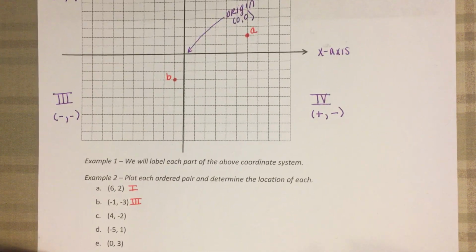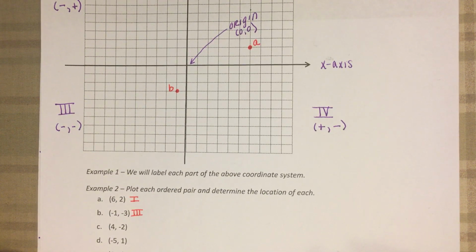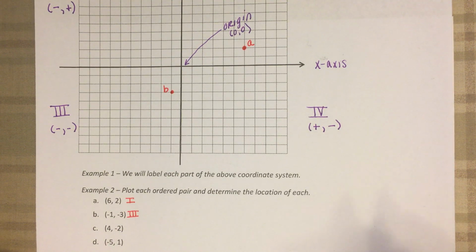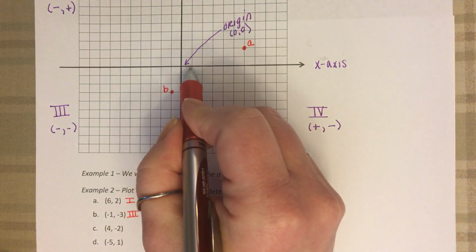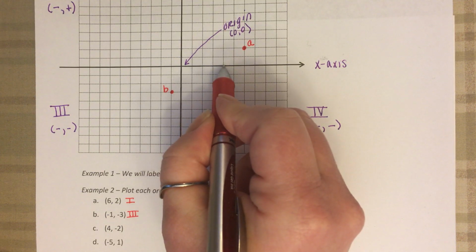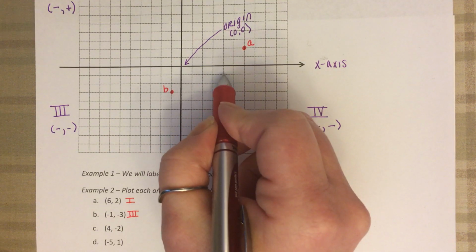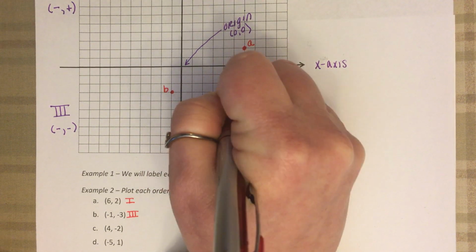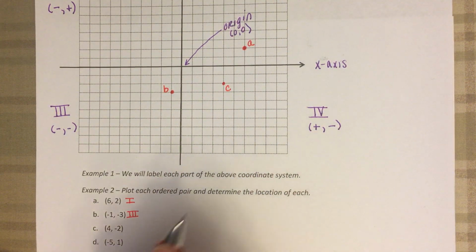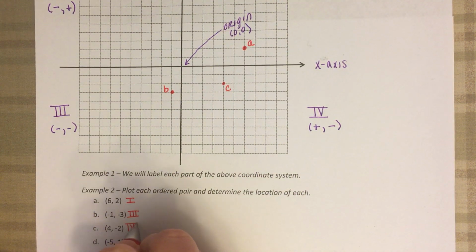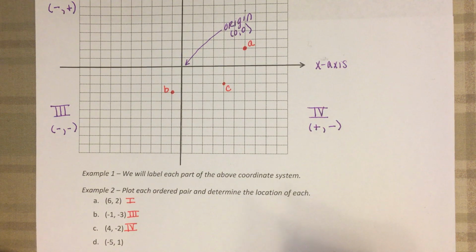Our next 2 points that are listed below are (4, -2) for C. So we're going to move to the right 4, 1, 2, 3, 4, and then we're going to go down 2 to get to this point. So this particular point lands in quadrant 4. For point D, we have (-5, 1).